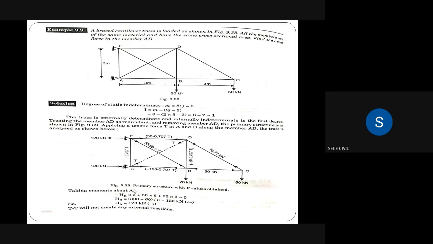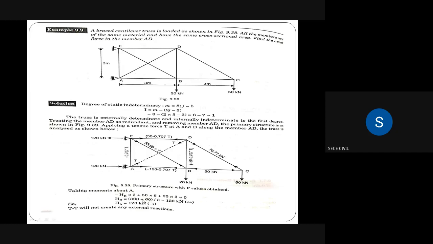Anti-clockwise, so that is why we put minus HE into 3, plus 50 into 6. Because of the 50 kilonewton, we are getting clockwise movement only, at a total distance of 6, so plus 50 into 6. The distance they gave is 3 meter, 3 meter. Again plus, because of 20 kilonewton we get clockwise movement, so plus 20 into 3, distance is 3, is equal to 0.